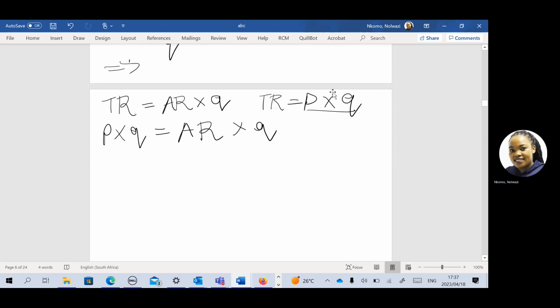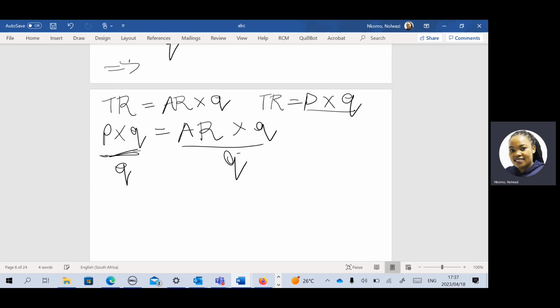So you see from this, since Q is common on both sides, we can divide by Q on both sides. You see, Q and Q will cancel out, and we'll have P equals average revenue. And P is given by the demand function, right? So this simply means the average revenue is the same as the demand function.